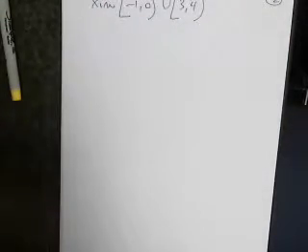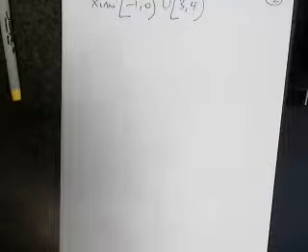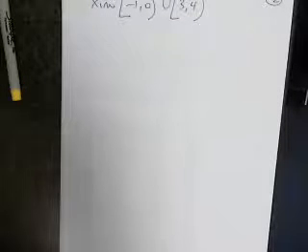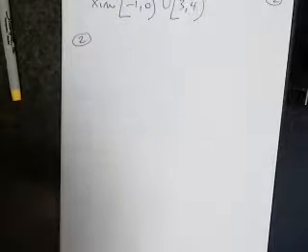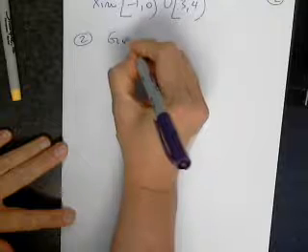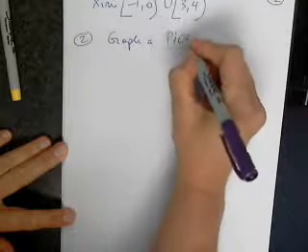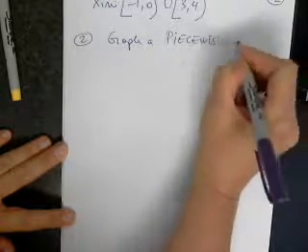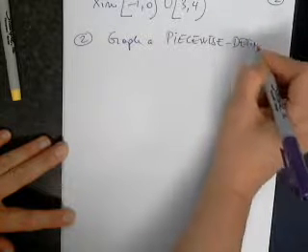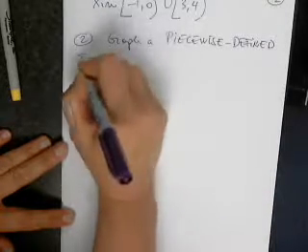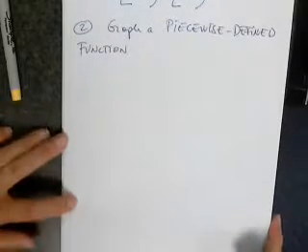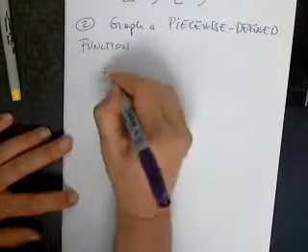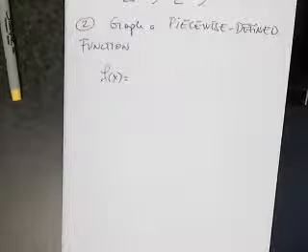Any questions? Was this problem clear? Yes? Okay. Number 2 that I would like to continue with is a graph of a piecewise defined function. So I'm going to make one up, or we can find one in the book. It doesn't matter.